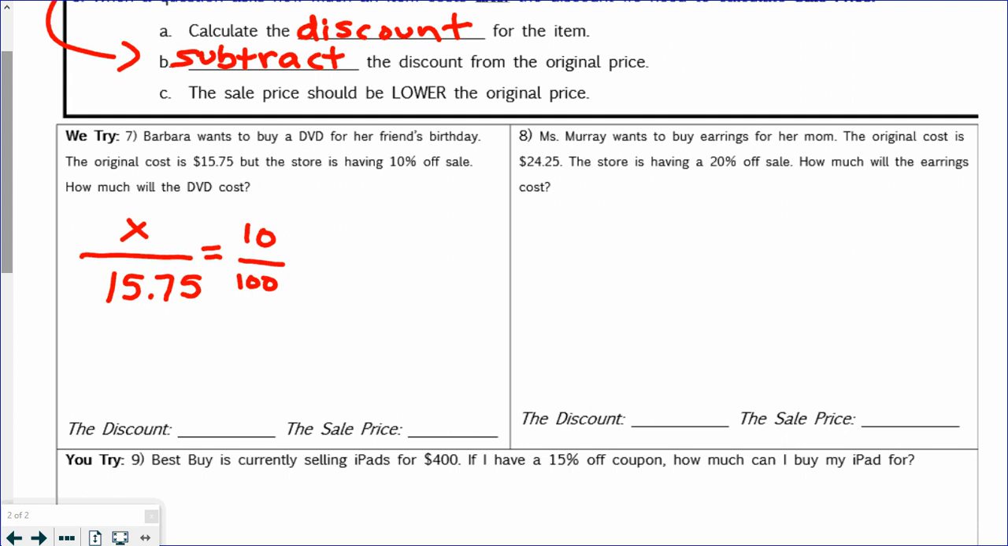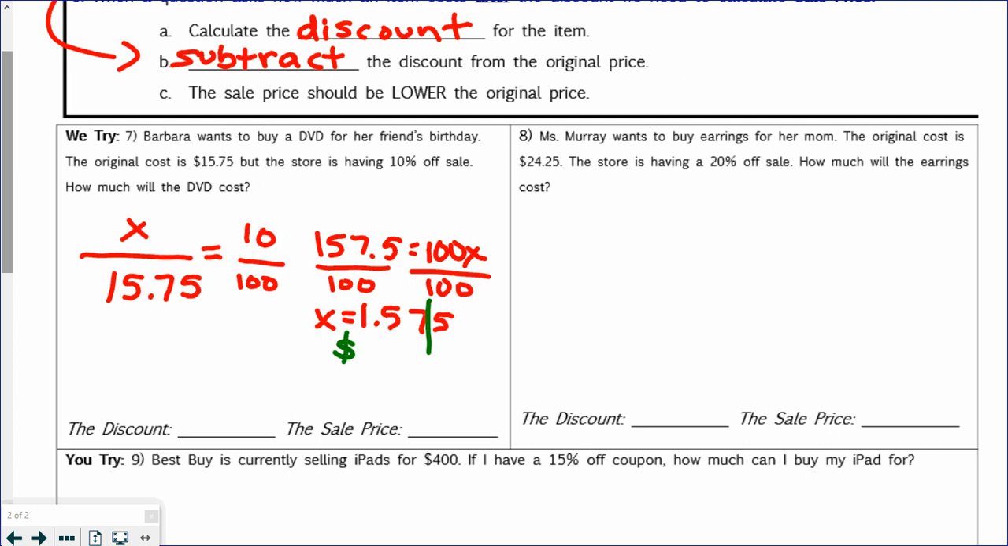is 157.5. Set that up equal to 100x. Divide both sides by 100. And x is going to be 1.575. But we know that in money we can only have two numbers behind the decimal, so we'll have to round. Well, that 5 back here in the thousands place is going to bump up the 7 in the hundredths place. So my discount is $1.58.